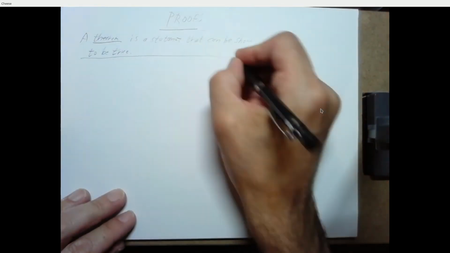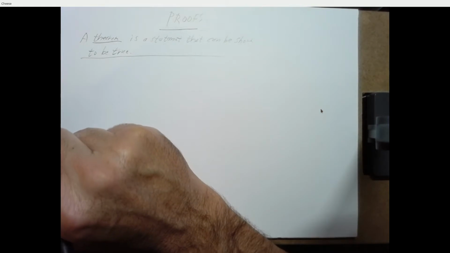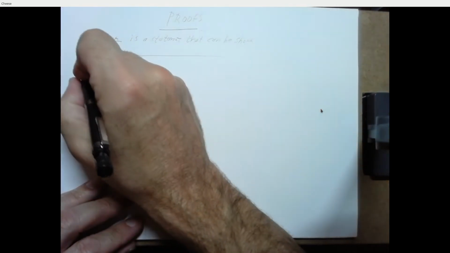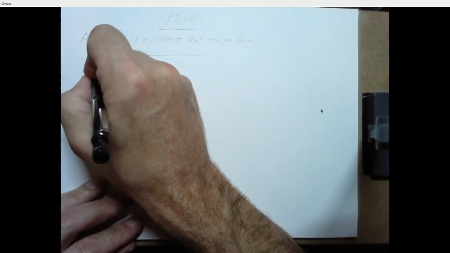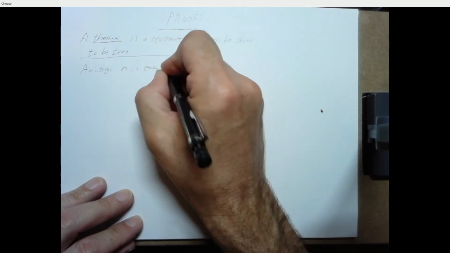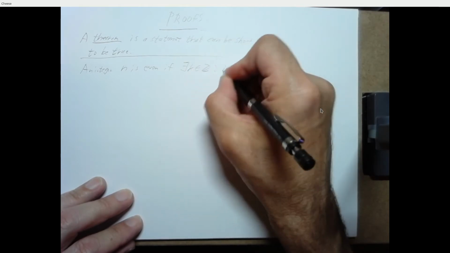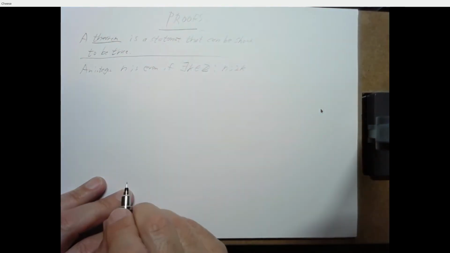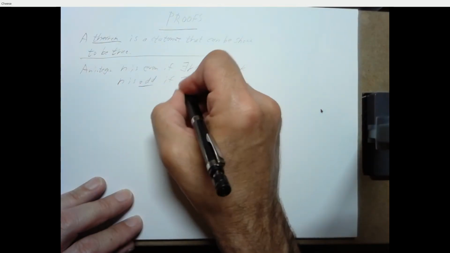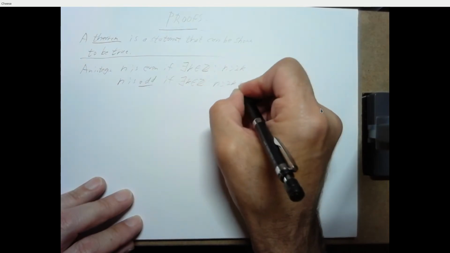Throughout this, we're going to pick on a particular characteristic of numbers that we can use in various proofs, which is the notion of being an even or an odd number. So let me give you some definitions. An integer n is even if there exists some integer k such that n equals 2 times k. An integer n is odd if there exists some integer k such that n equals 2k plus 1.